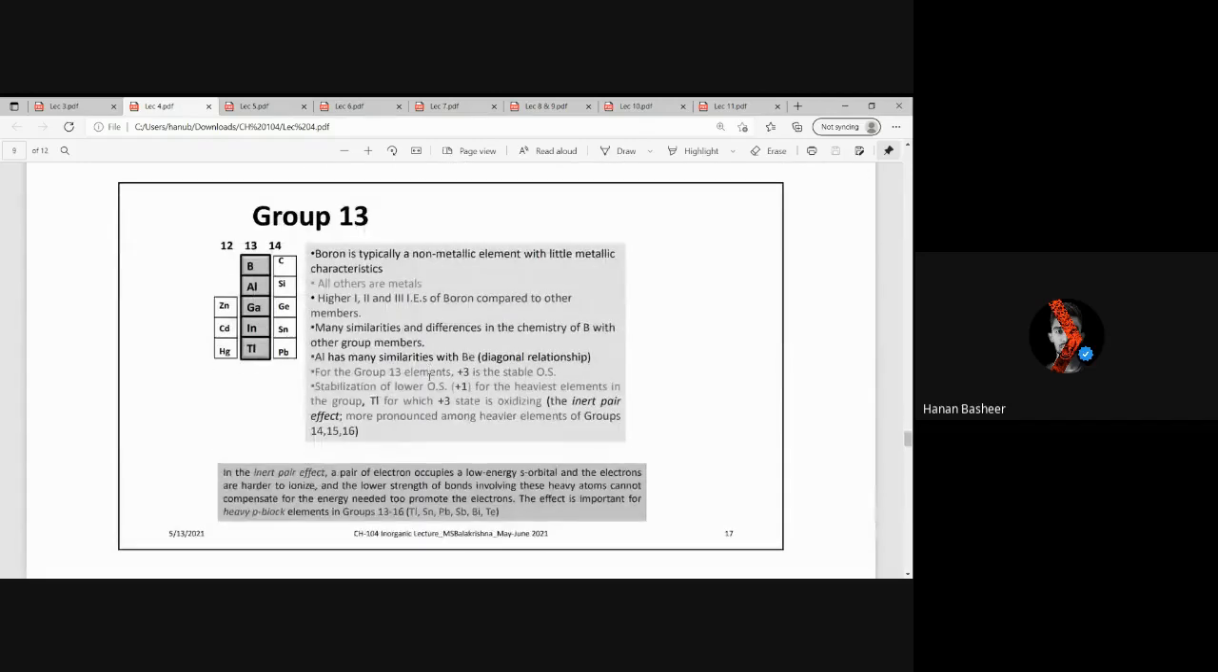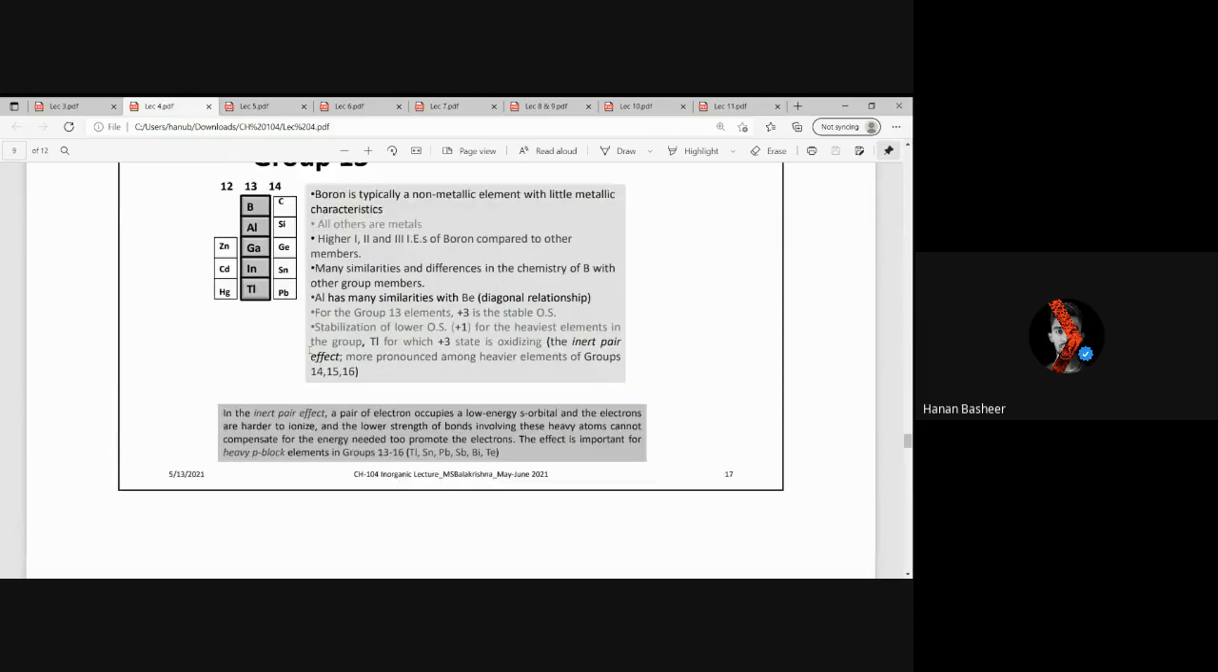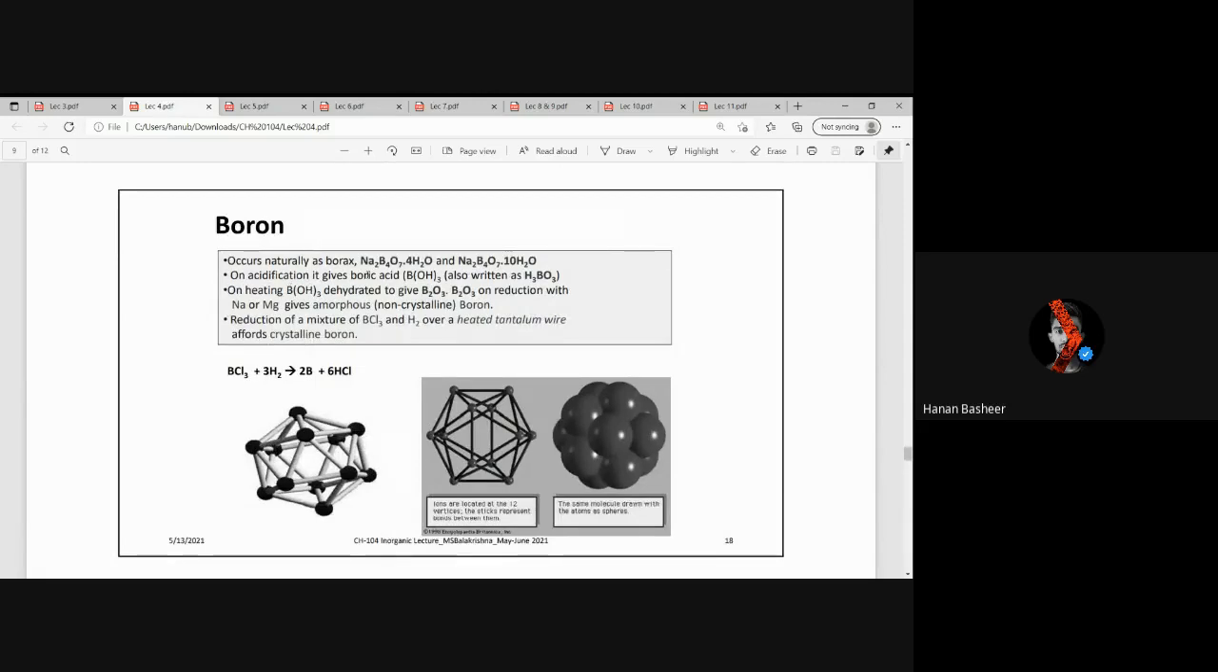This is group 13, and in group 13, the topmost element is boron, but it is typically non-metallic with little characteristic of metals. And as we go down the group, metallic character increases, and the inert pair effect comes into play, and hence the lower oxidation state of +1 comes back as compared to the +3 from the top, because the inner electrons cannot be excited. These are some properties of boron.